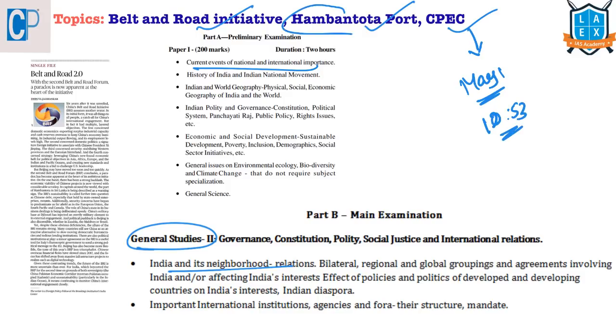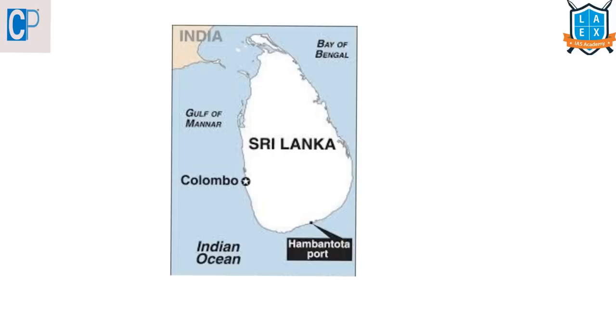Now, let's talk about this Hambantota port, which we have not discussed yet. But notes for this Belt and Road Initiative and CPEC are also provided in today's notes. Whenever any port is mentioned in the paper, please make a note of its location and what this port is. This Hambantota port is a deep water port that is located in the southern tip of Sri Lanka. It is located close to the busy east-west shipping lanes that connect Europe with Asia.